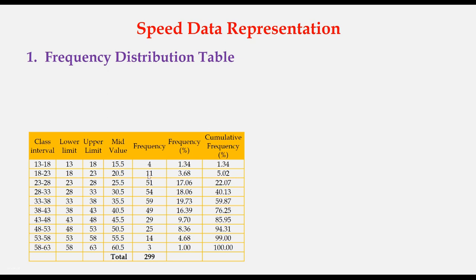You can express it in actual numbers, or you can take the percentage of total frequency. Total frequency here is 299. That means 299 vehicles were observed. And this is the cumulative frequency.